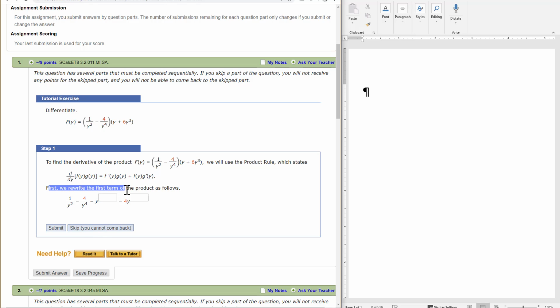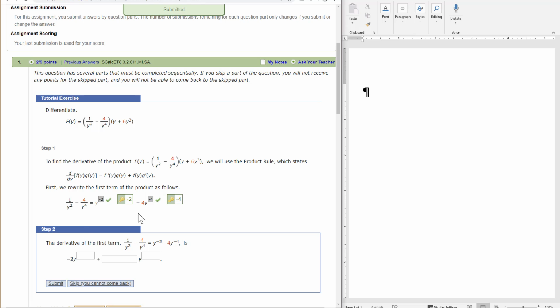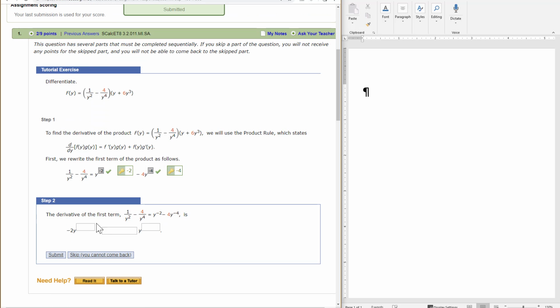So we will rewrite the first term so that it's something that we can easily take the derivative of. We have a y squared in the denominator, which brings us to a y to the negative 2 in the numerator. And then we have a minus 4 that remains the same, and then we have a y to the fourth in the denominator, which means it'll look like y to the negative 4 in the numerator. So now we're just going to use powers.